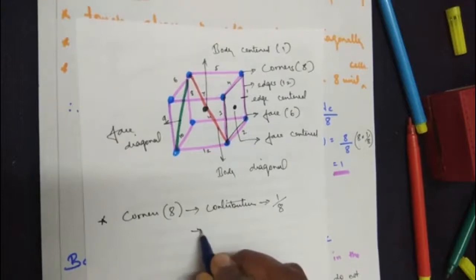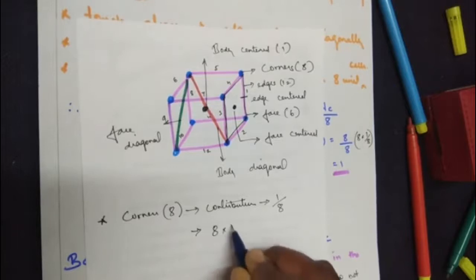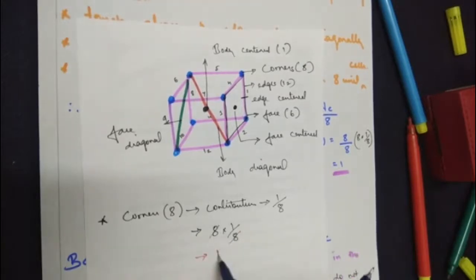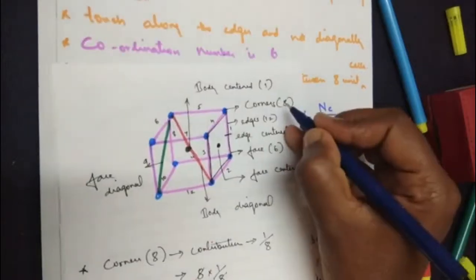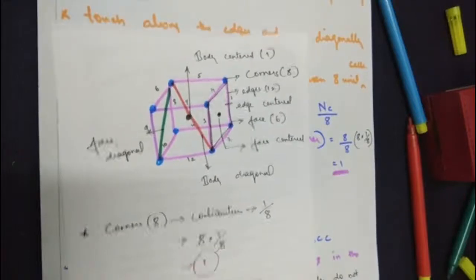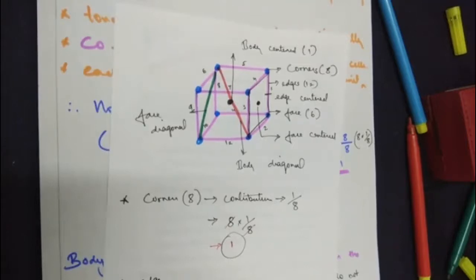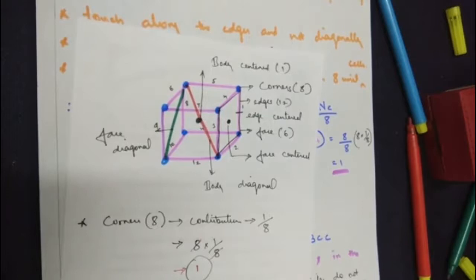Now when we calculate, 8 corners are sharing 1 by 8 part each. So what will be the final answer? The number of atoms shared by the corners is equal to 1. First answer is over. I'll explain this point when I show you the shapes. Moving to the edges. How many edges are there? 12 edges are there. Now the contributions by the edges.